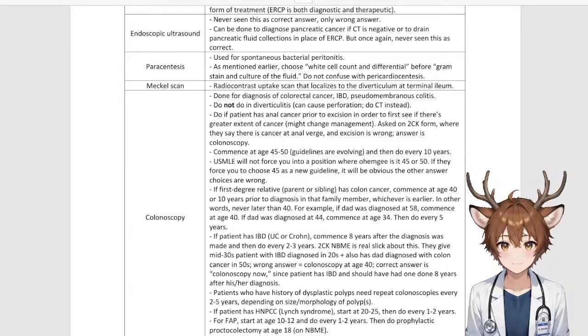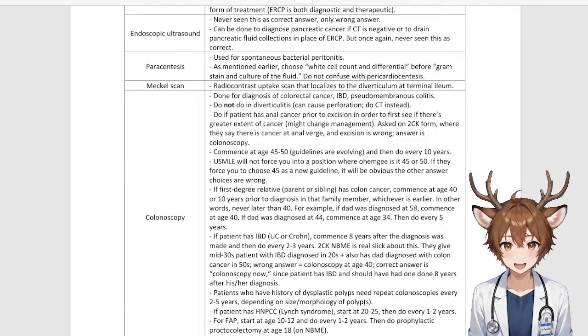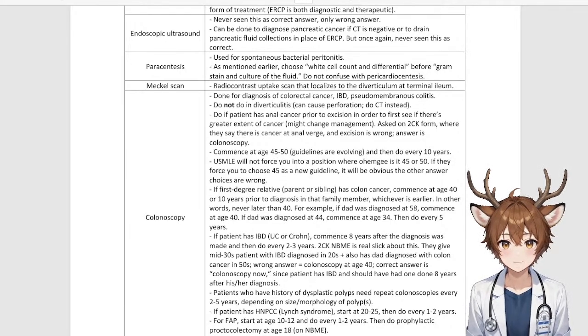Meckel scan. Meckel scan is a radio contrast uptake scan that localizes to the diverticulum at the terminal ileum.